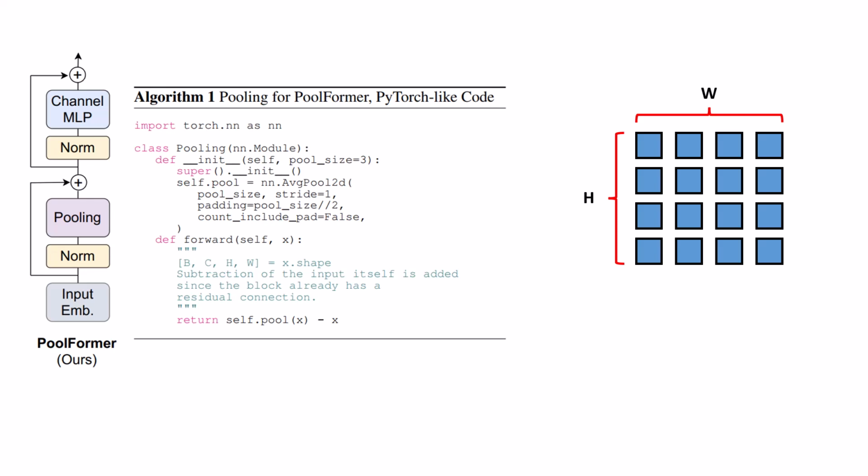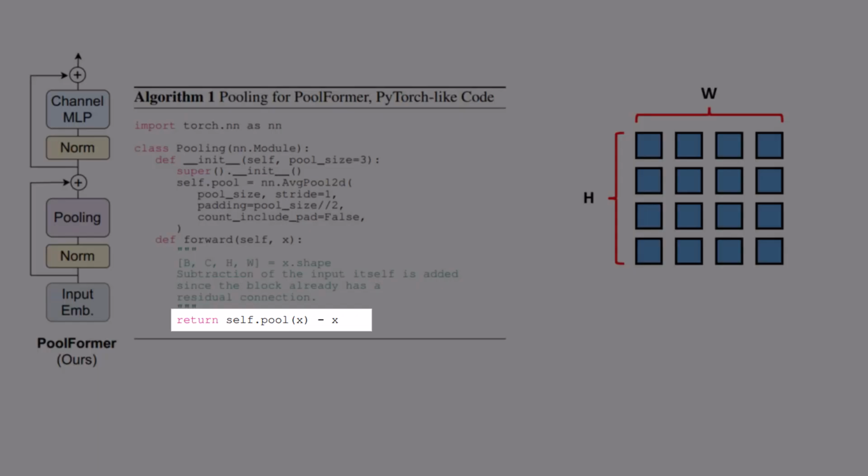And yeah, that's it. And one strange thing that we can see here is that after doing the pooling, they have a subtraction, which is self.pool of x minus x. And this minus x is because in the original MetaFormer architecture, we have a skip connection, and they want to neutralize this skip connection for some reason.